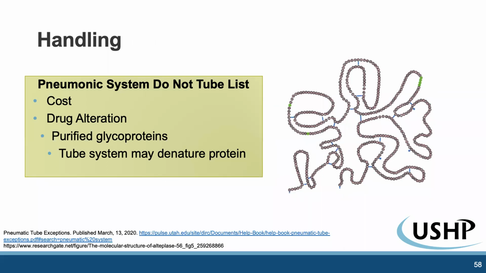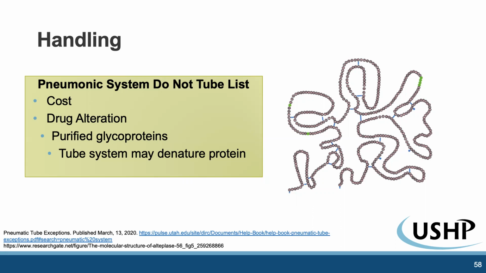And so when thinking about how to properly handle, say, alteplase or tenecteplase, this medication is listed on the do not tube list in the pneumatic system. And so we basically have two reasons why we do not tube this medication. One would be the cost of the medication, and it would be a very costly drug to get caught, or rather lost, within the tube system. Mind you, this is also a very time-sensitive med, and so taking that into account, as well as drug alteration.